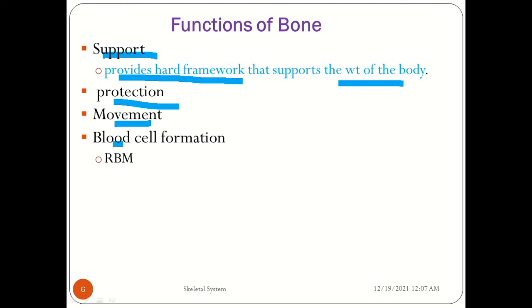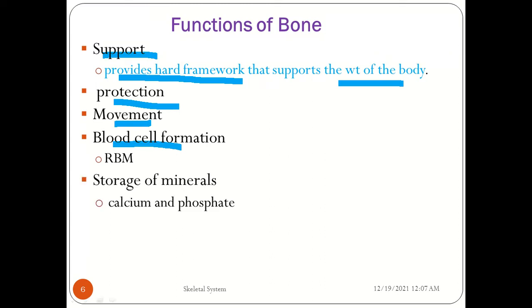The other is blood cell formation. Bone is used for blood cell formation. The first is red bone marrow. Red bone marrow is found within the bones, and is used for production of red blood cells, as well as yellow bone marrow also serves for production of red blood cells in case of emergency. So the main element used for blood cell formation is red bone marrow.